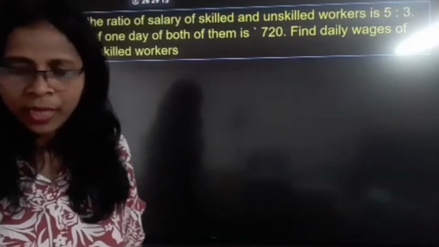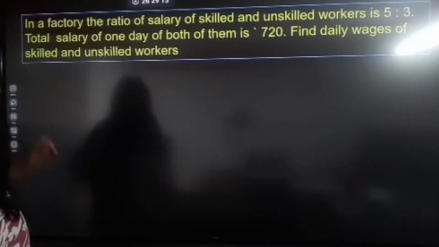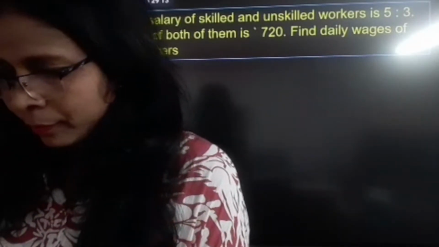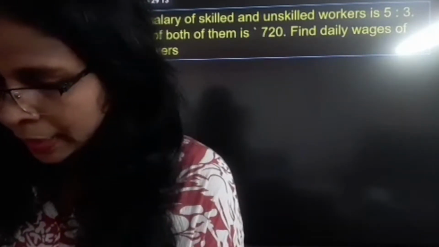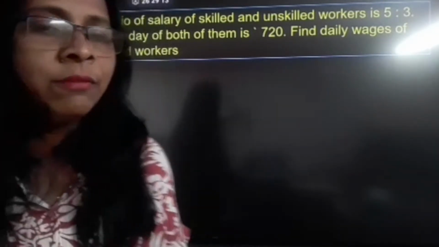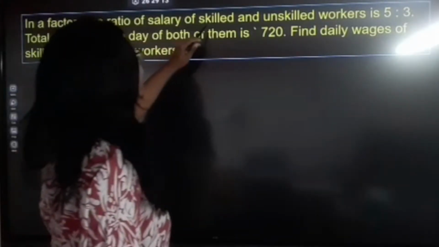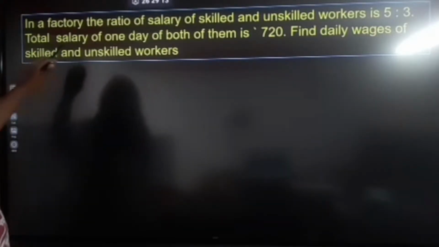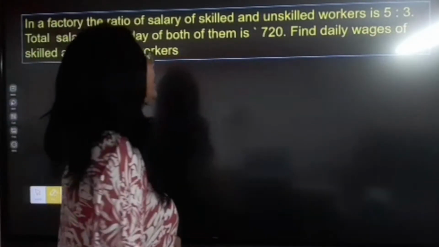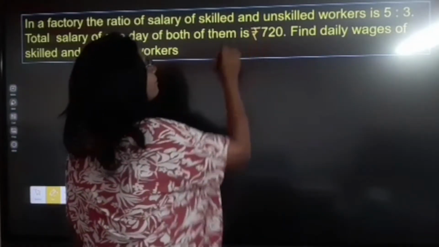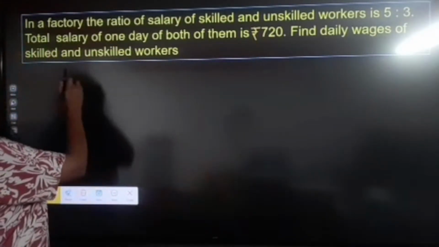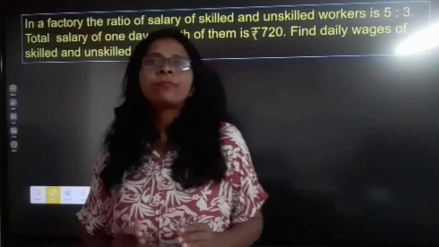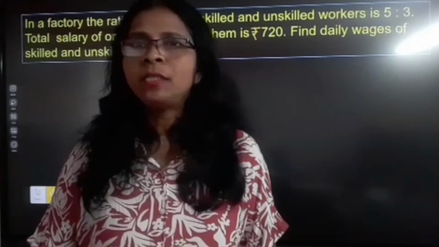The next example is: in a factory, the ratio of salary of skilled and unskilled workers is 5 is to 3. Total salary of one day of both of them is rupees 720. Find daily wages of skilled and unskilled workers. Yes students, we have to calculate the daily wages of skilled and unskilled workers.